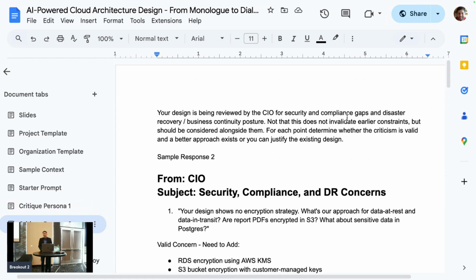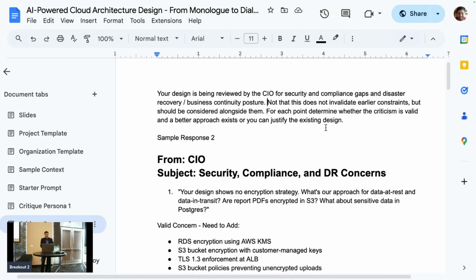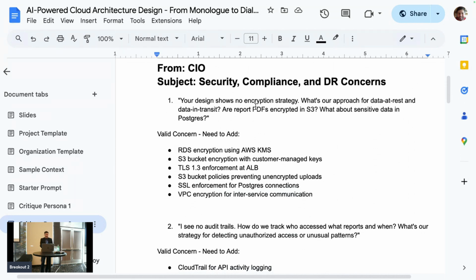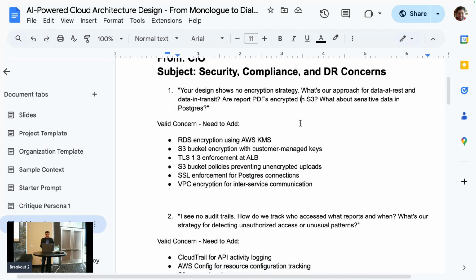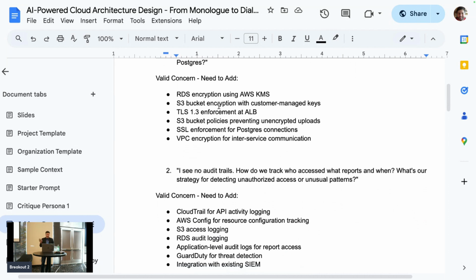Critique persona 2, I put a CIO for security, looking for compliance gaps and disaster recovery and business continuity posture. And it said, this doesn't invalidate earlier constraints, but should be considered alongside them. And it says, your design shows no encryption strategy. Most people's POC designs don't always put that in, even though we typically do it. But it doesn't hurt to throw it in. So the system goes, you know what, you're right. I'll add RDS encryption. I'll add this and that.